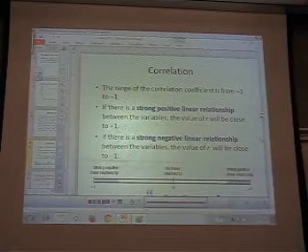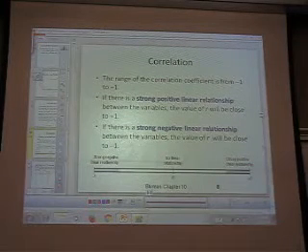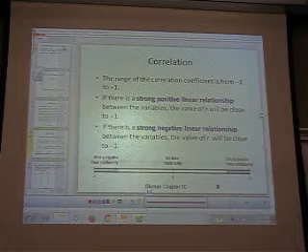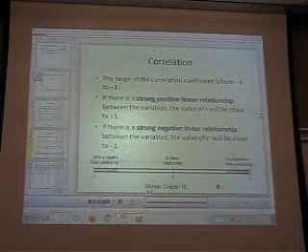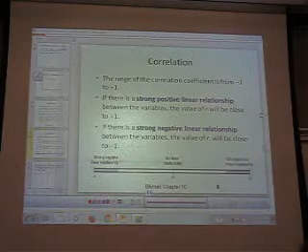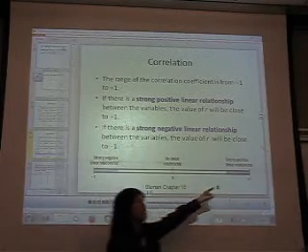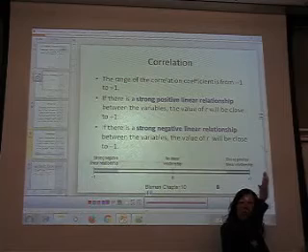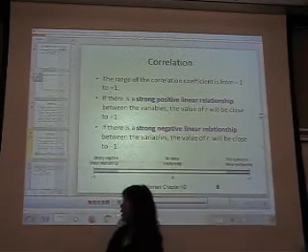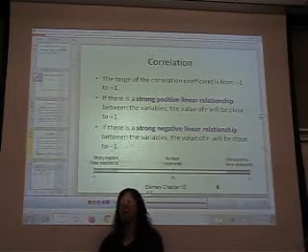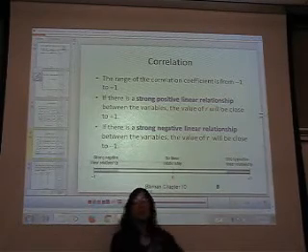How about Kimmy? Go ahead. Correlation. The range of the correlation coefficient is from -1 to +1. If there is a strong positive linear relationship between the variables, the value of r will be close to +1. If there is a strong negative linear relationship between the variables, the value of r will be close to -1. Right? So again, +1 means a perfect line with a positive slope. It doesn't know what the slope is, but it has a positive slope. It's a perfect line. An r of -1 means it's a perfect line with a negative slope. And 0 means there's no correlation whatsoever.